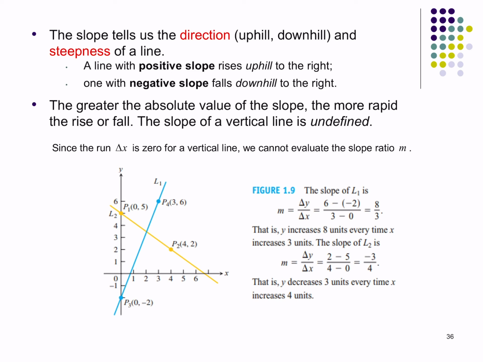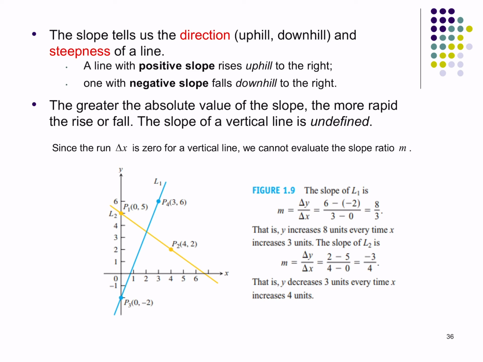The first one is the direction, whether it goes uphill or downhill. And the second thing is the steepness of the line. A line with positive slope rises uphill to the right, and a line with negative slope falls downhill to the right. Okay, so that is the difference between the directions, which tell you up or down, and then the steepness, which is in the quantity number. The greater the absolute value of the slope, the more rapidly the line rises or falls.